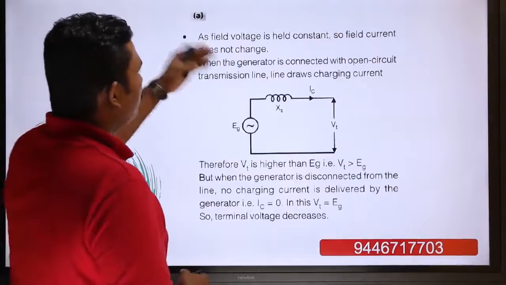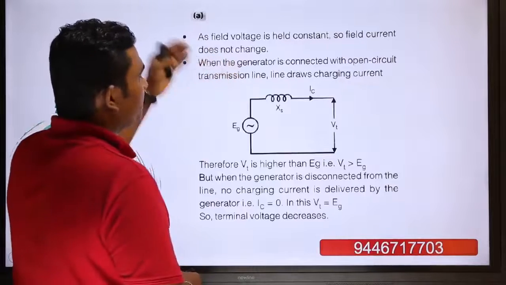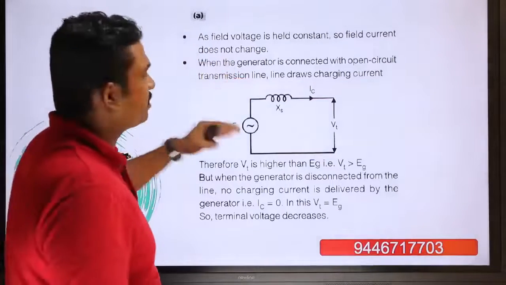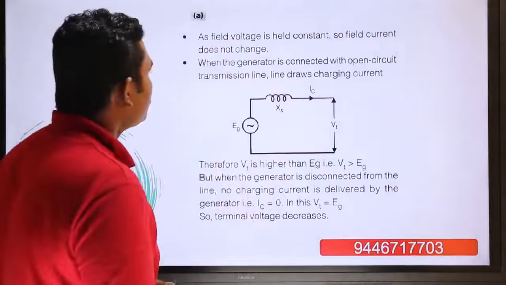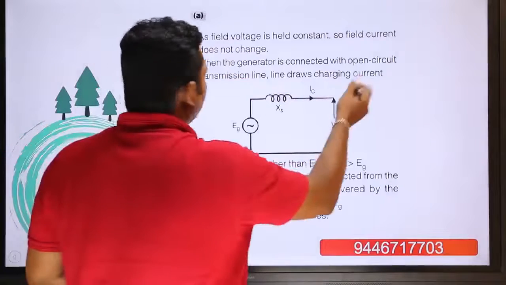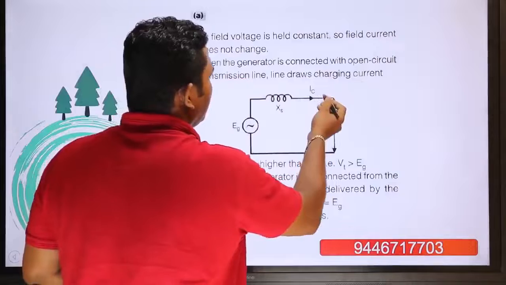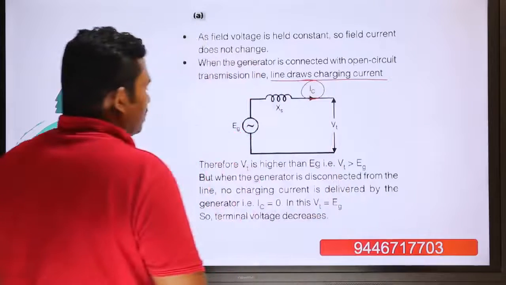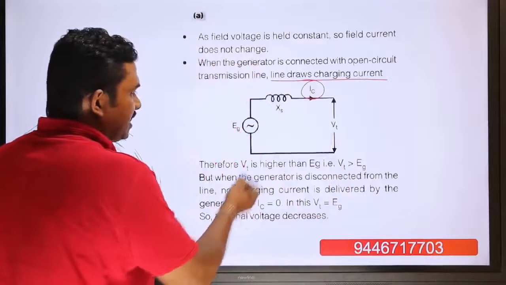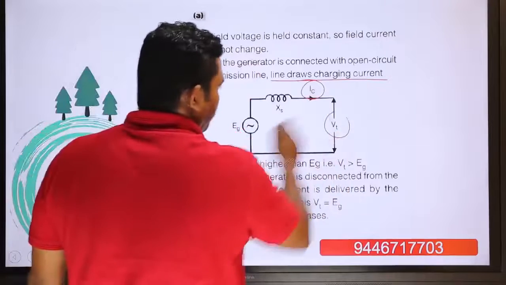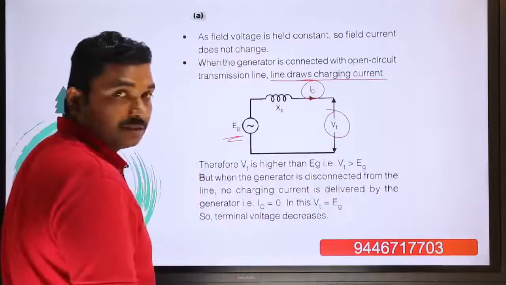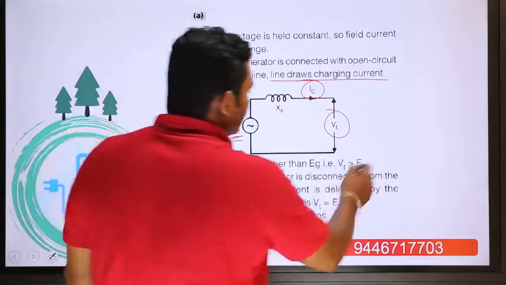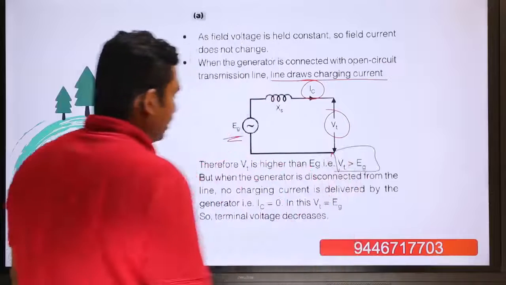Now, as the field voltage is held constant, the field current will also be constant because the field circuit is closed. When the generator is connected with an open circuit transmission line, the line only draws the charging current IC. Therefore, Vt is higher than the generated EMF Eg. So the terminal voltage is greater than the generated EMF.